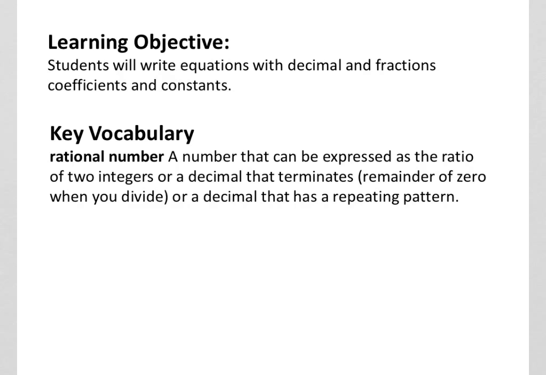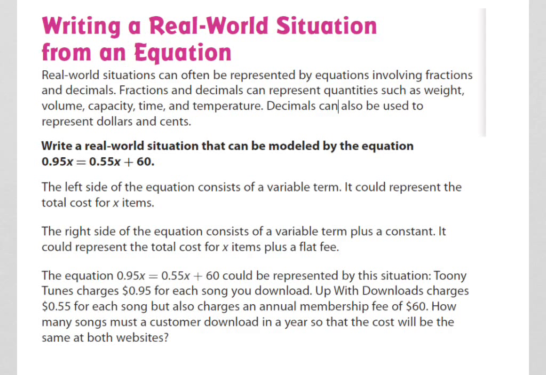Learning objective: students will write equations with decimals and fraction coefficients and constants. Again, our key vocabulary is rational numbers. The book says a real world situation can often be represented by equations involving fractions and decimals. Fractions and decimals can represent quantities such as weight, volume, capacity, time, temperature, and decimals can also be used to represent dollars and cents.